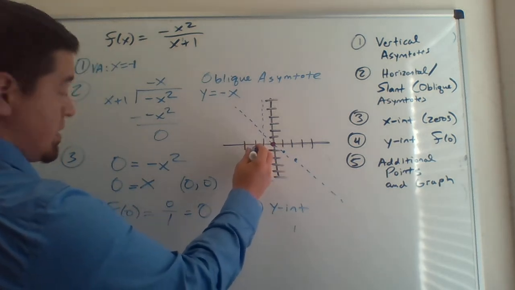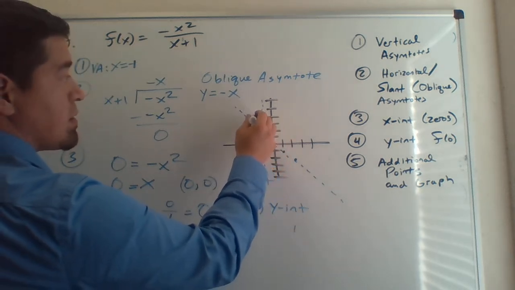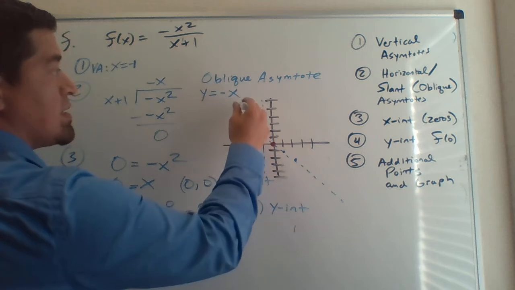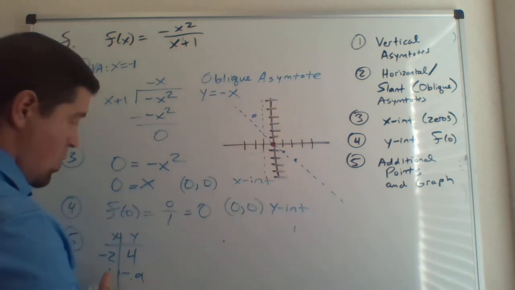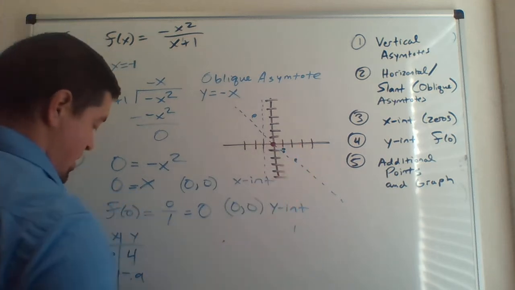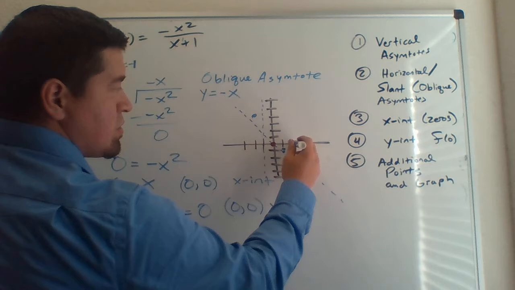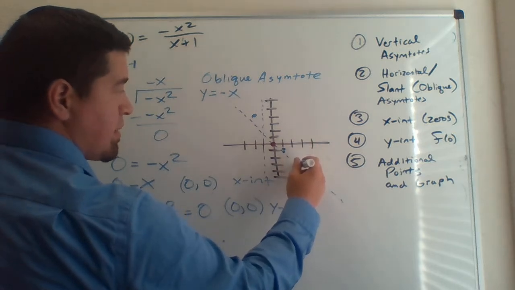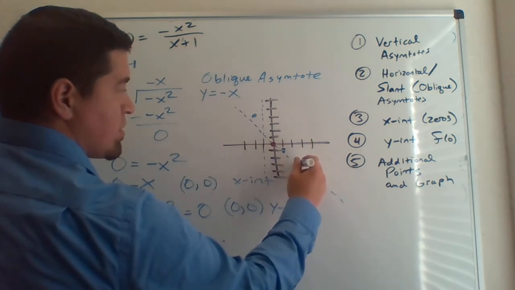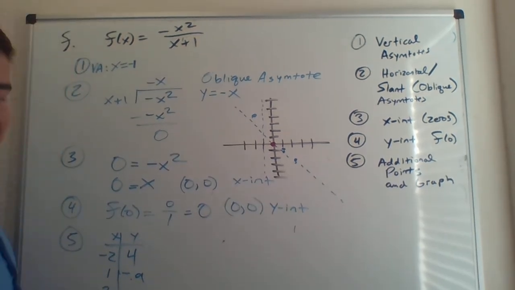-2 is here, 4 is 1, 2, 3, 4 up here. So that right there kind of tells me it's guided by those two asymptotes. 1, -0.9 would be about right here. 2, -2.25 would be about here, which, let me check that real quick. Okay, so I realize I have a correction to make.